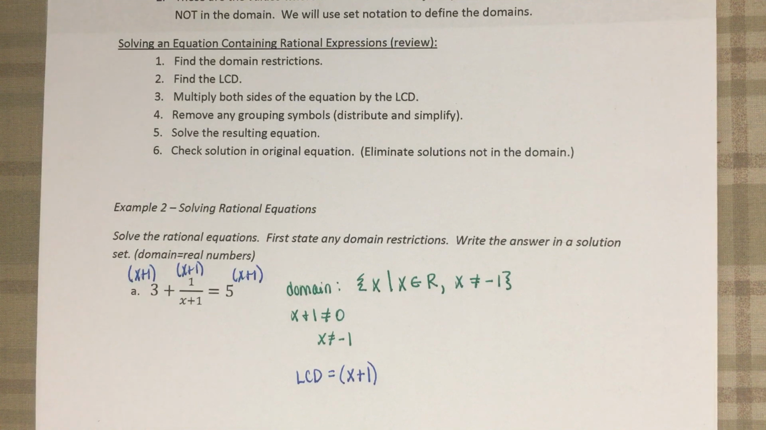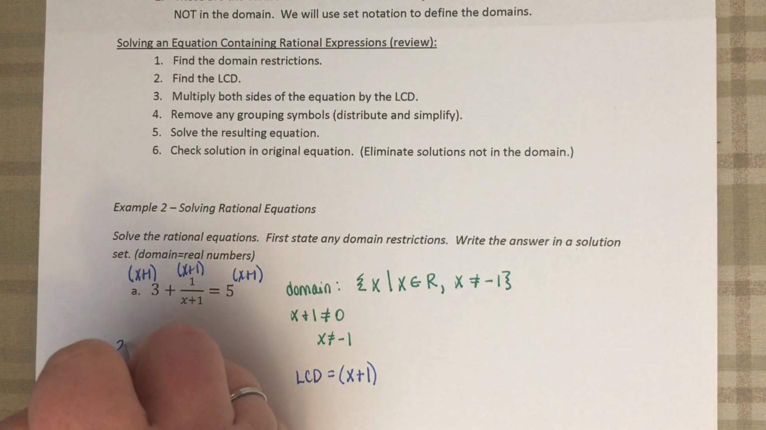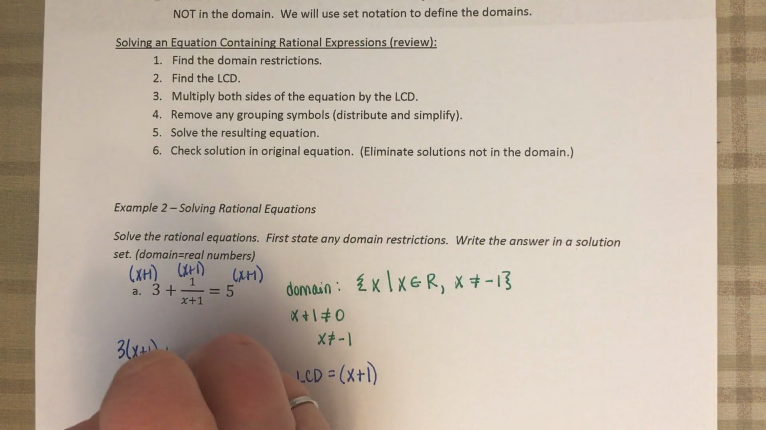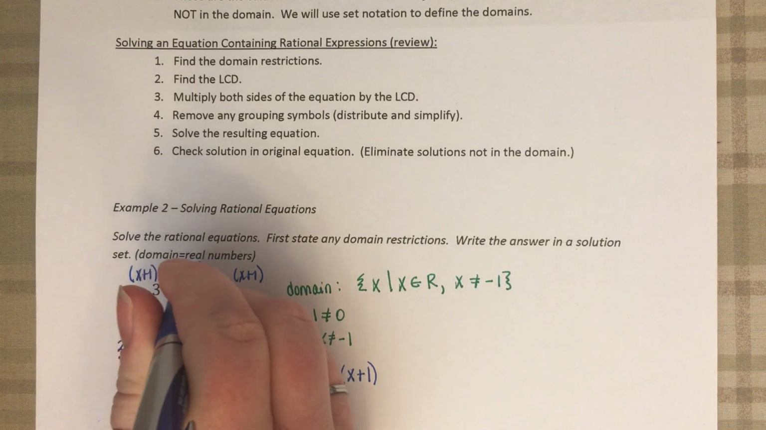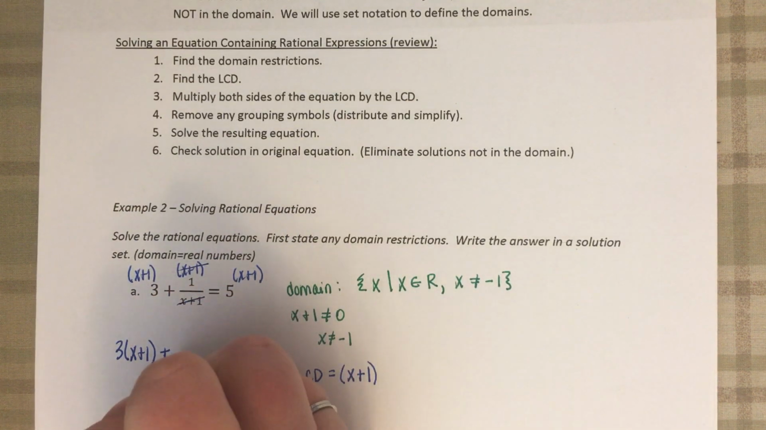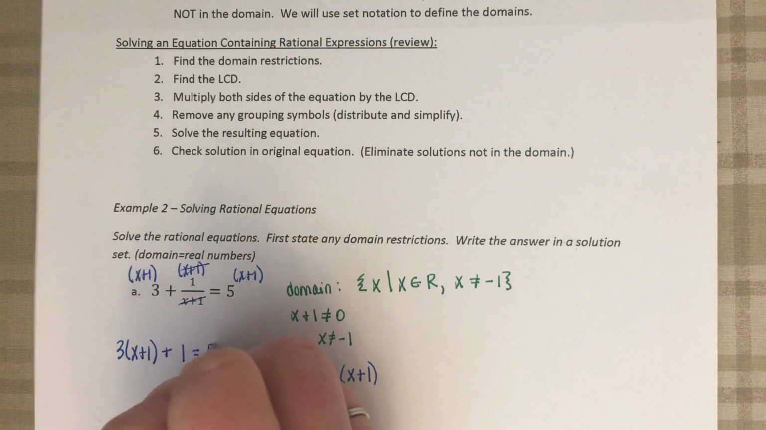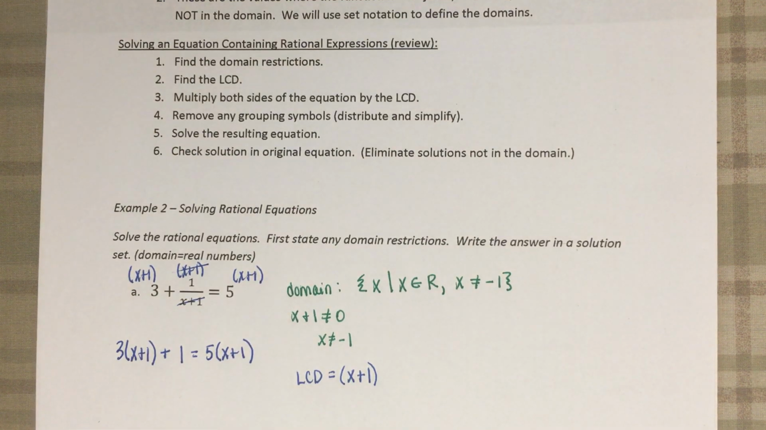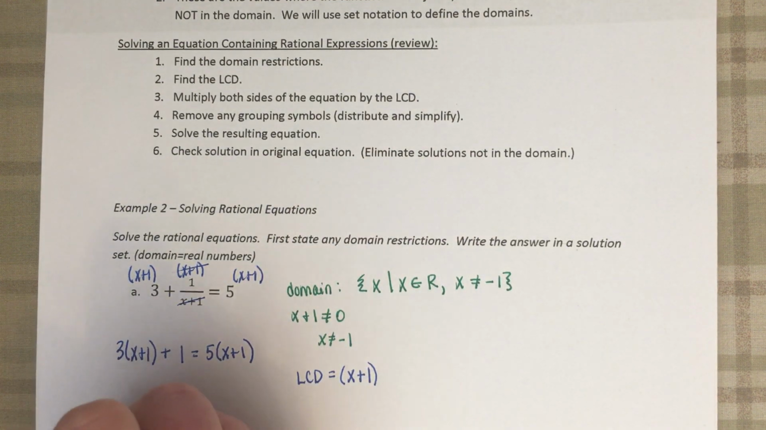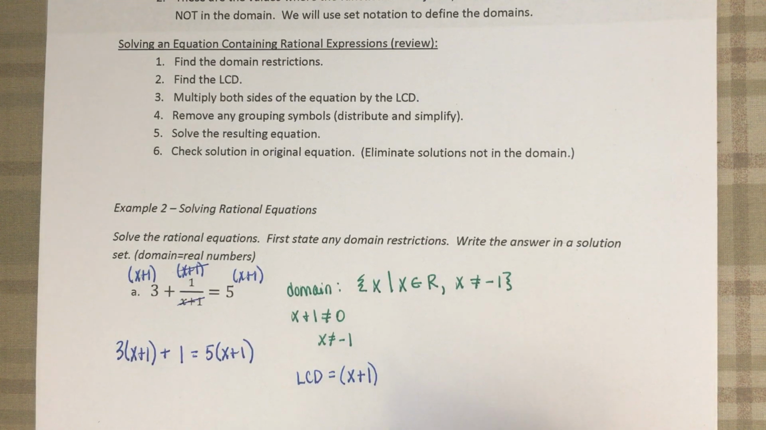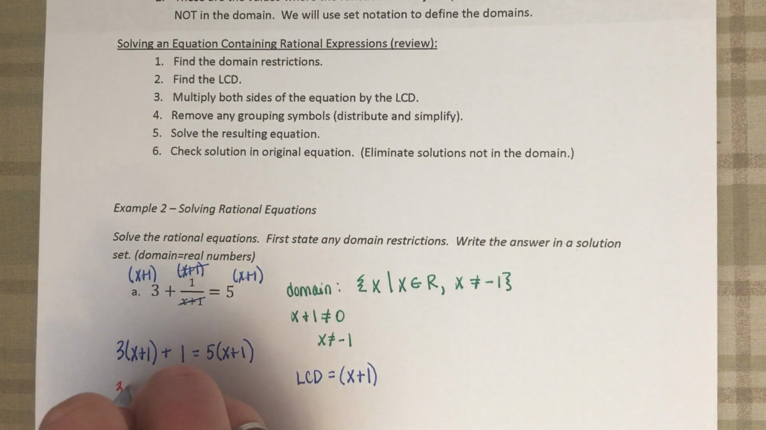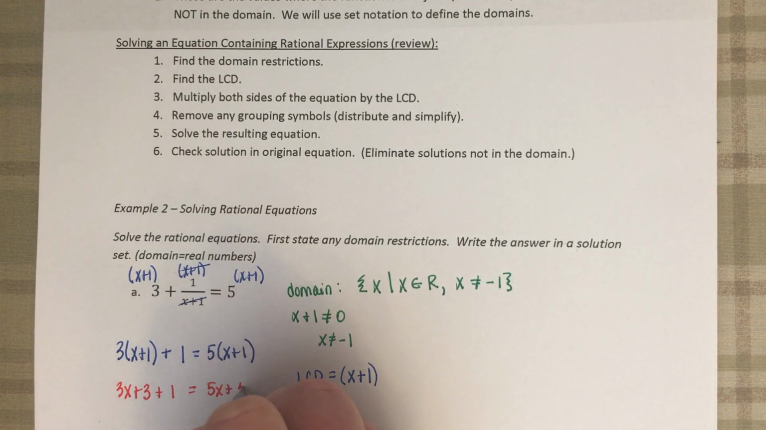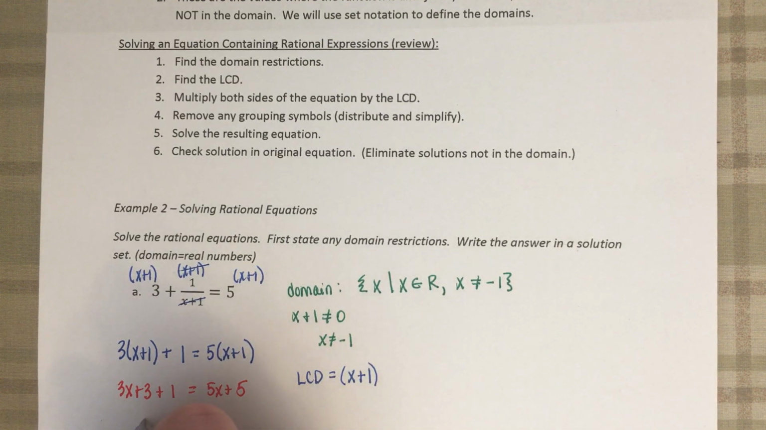Now looking at our first part, we're going to have 3 times x plus 1. In this next part, these x plus 1s are going to cancel out, so we're just going to have a 1. And then we're going to have 5 times x plus 1 left on the other side of our equation. Now we're going to distribute, simplify, make our problem look as nice as possible. So 3x plus 3 plus 1 equals 5x plus 5. So we distributed our 3 and our 5.